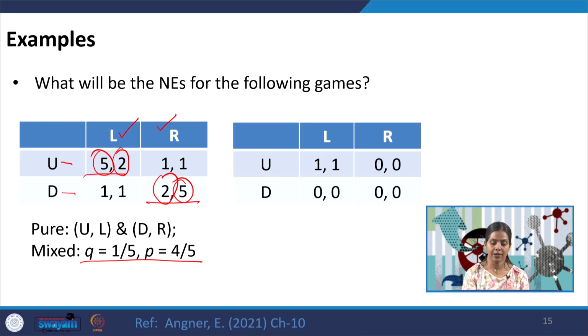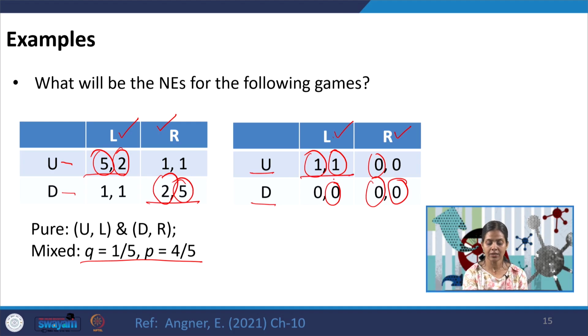This is another game. Now, you see here, if 1 goes for U, 2 goes for L. If 1 goes for D, then 2 is indifferent between L and R. If 2 goes for L, then 1 is better off going for U. If 2 goes for R, then 1 would be indifferent between U and D.